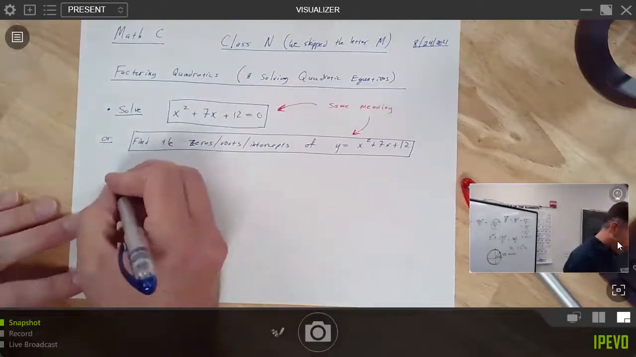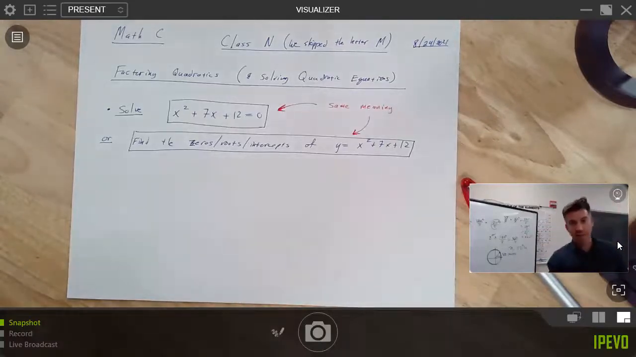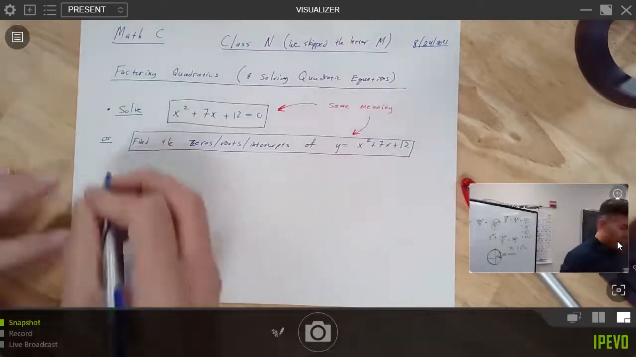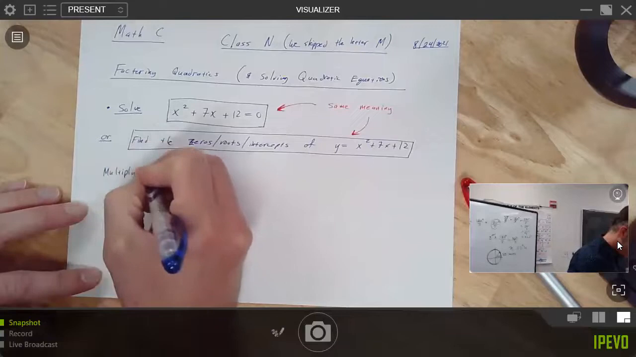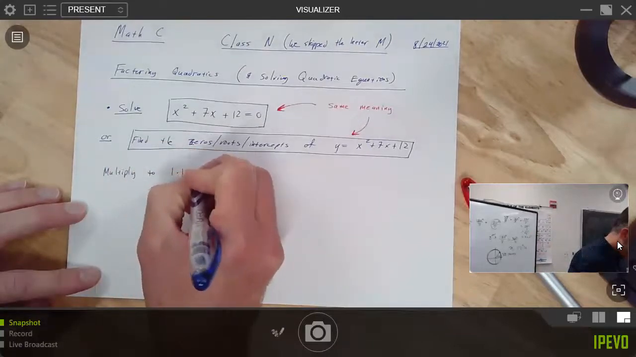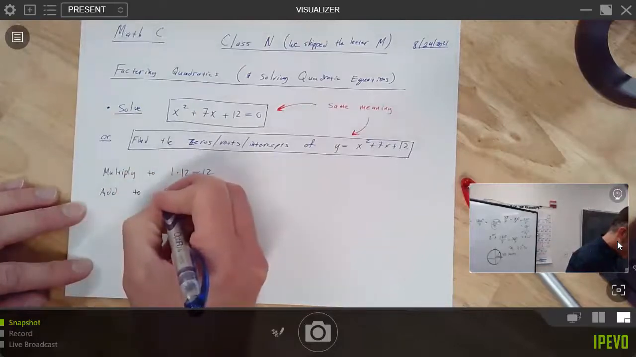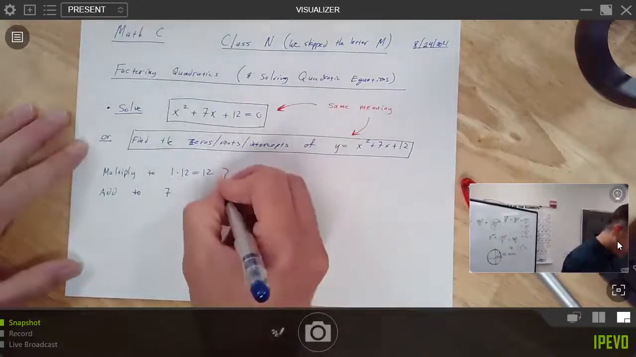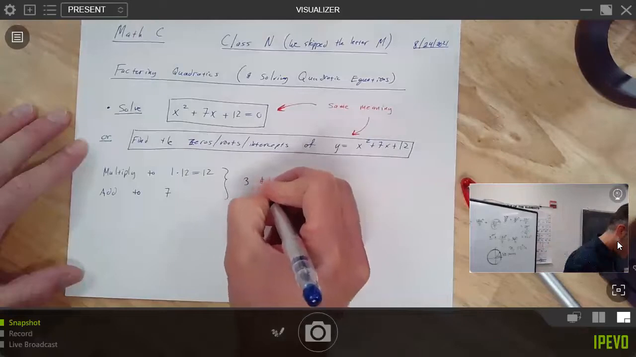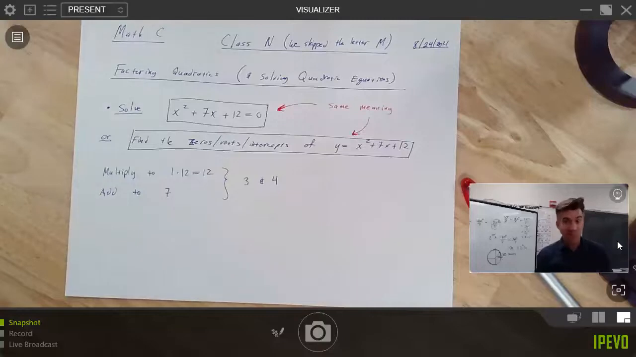People use this diamond method or grouping. I've never been good at that. So I'm just going to say I want to multiply to 1 times 12, and I want to add up to 7. That's what I'm looking for. So what are 2 numbers that fit the bill? 2 numbers that fit the bill are 3 and 4. Now, when the coefficient of x squared is 1, it happens really easily.